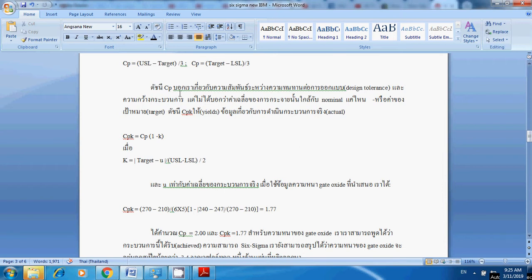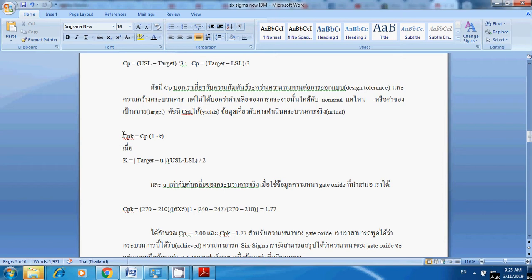The Cp index tells us about the relation between the desired tolerance and the process width, but says nothing about how close the distribution mean is to nominal, or the target value. The Cpk index yields information about the actual process.